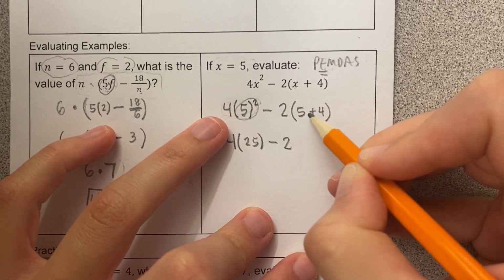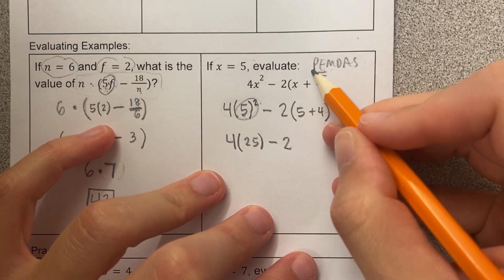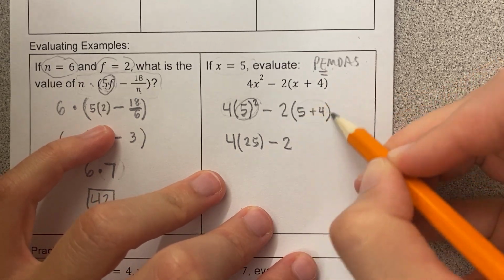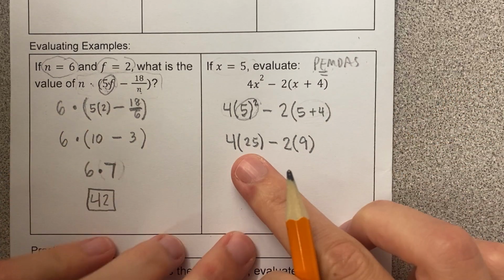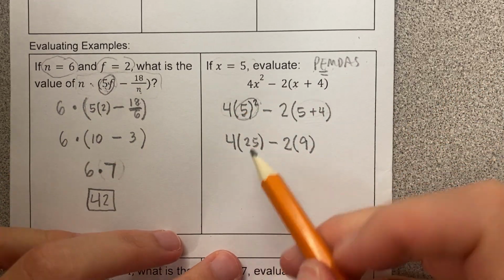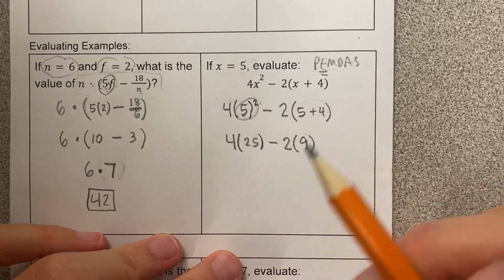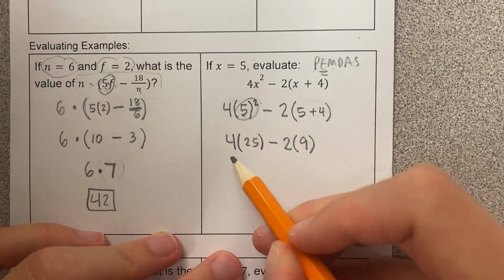Minus 2. Now look, this is in parentheses. So what am I doing first? I'm doing parentheses. It's grouped like this. I'm going to do that math, 5 plus 4. I'm also doing the exponent first, not the multiplication over here. Now I have multiplication, I have subtraction. Let's do the multiplication first. I have 4 times 25.